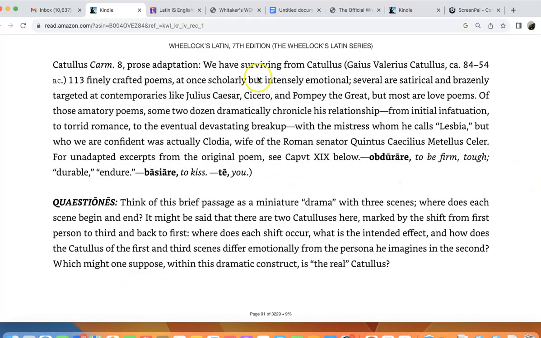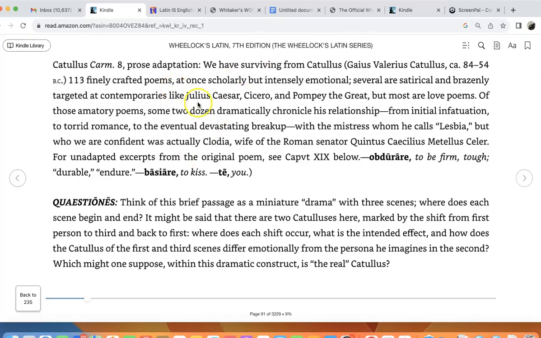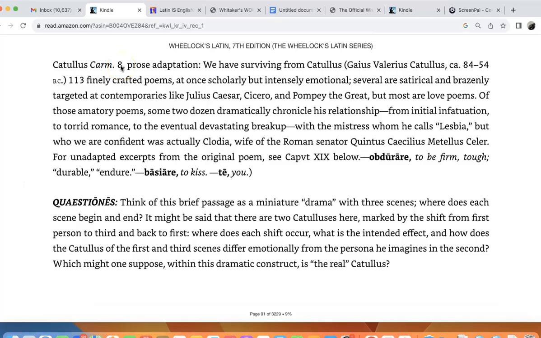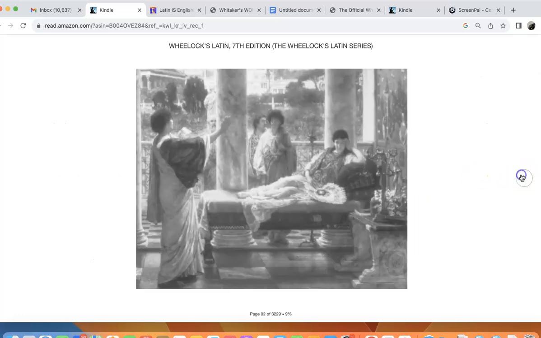Now, your book does have some information about Catullus's importance. This is from his Carmen, or song, or poem 8. And then it gives you some other vocab here, to be firm, tough, and to kiss. So make sure you look at that as well.